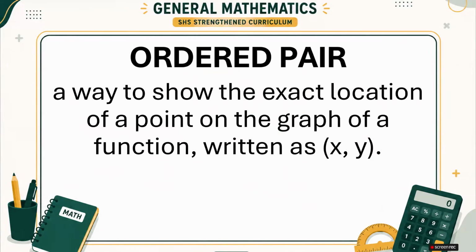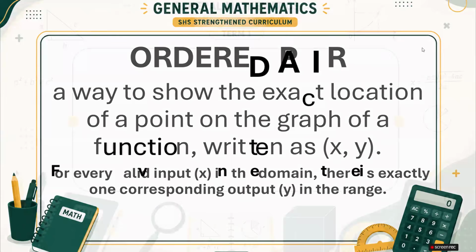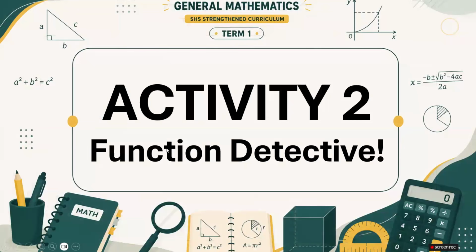Okay? So the ordered pair is a way to show the exact location of a given point. We can also use ordered pairs to check if a relation is a function. If there is no repetition in the x values, or the domain, then it is a function. If there is a repetition, then it is not a function. Now let us check that in this activity, Function Detective.